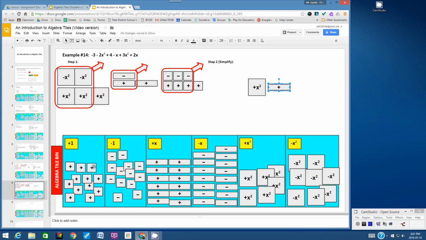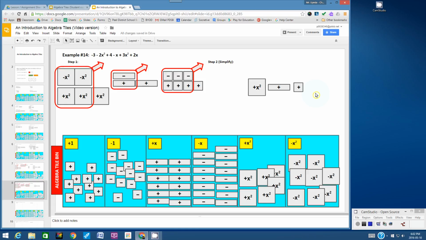Okay? So look at how much simpler this algebraic expression is compared to what we started with. That's why step 2 is called simplify. We take away the zero models and we're left with a much simpler expression. We want to have our x squareds first, our x's second, and our integers last. Okay, let's go on to slide 9, example 15.